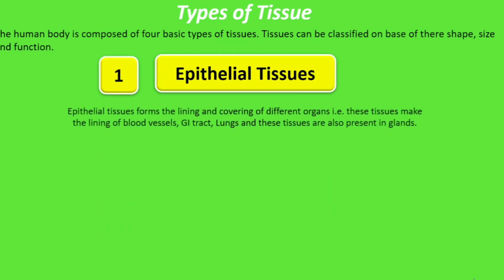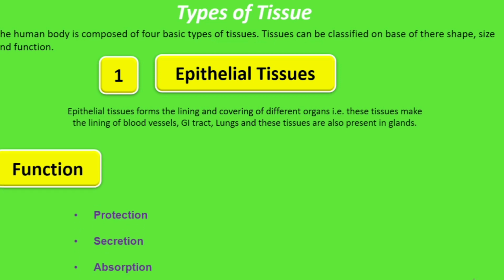Epithelial tissue forms the lining and covering of different organs. For example, this tissue makes the lining of blood vessels, our GI tract, lungs, and this tissue is also present in some glands as well. Epithelial tissue performs three specific functions: number 1, protection; number 2, secretion; and number 3, absorption.